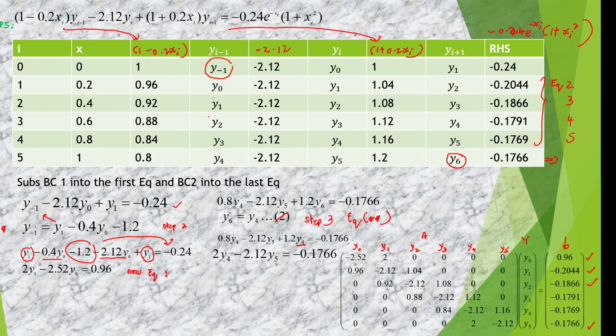The fourth equation starts with y2. You see y1, y2, 0.88, followed by the coefficient negative 2.12, which is y3, and 1.12, which is y4. You can label the columns here to make it easier for you to key in. The right hand side is negative 0.1791. The fifth equation starts with y3, 0.84, followed by the coefficient negative 2.12, y4, and 1.16, y5. The right hand side is negative 0.1769.